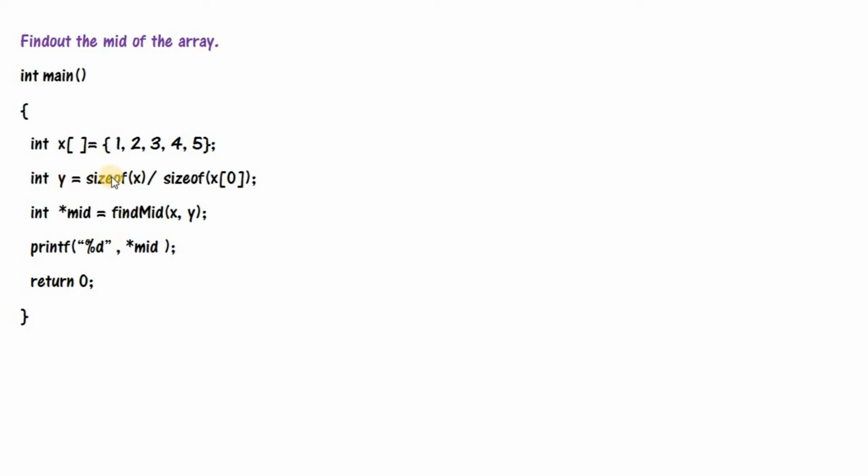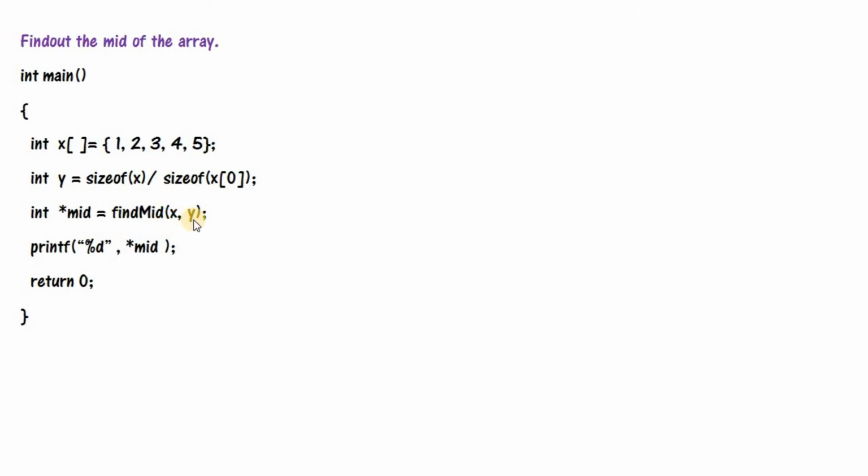After this line, we have another line in which I have declared one pointer mid, which points to an integer. So this pointer will contain some address, which is returned by the find mid function. The parameters passed to this function are x and y. That means the whole array and the variable y.